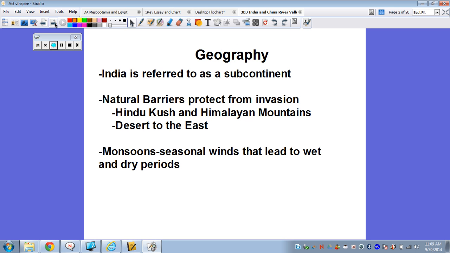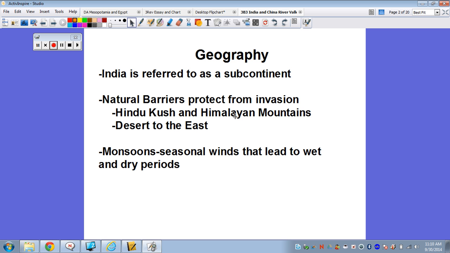Indus River Valley. So the geography, it's referred to as a subcontinent, India is, and that's because it wasn't originally part of Asia. Millions of years ago, it was its own kind of continent, and it merged into Asia, and that's why we have big Himalayan mountains there. That's why we have the Hindu Kush mountain ranges, because when two continents collide like that, when two plates collide, that creates mountain ranges. So we have the Hindu Kush and the Himalayan mountains, as well as desert to the east.